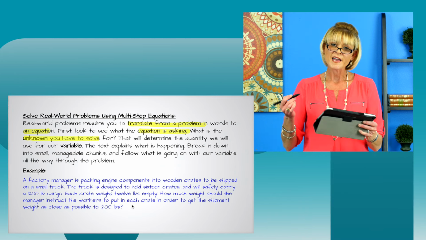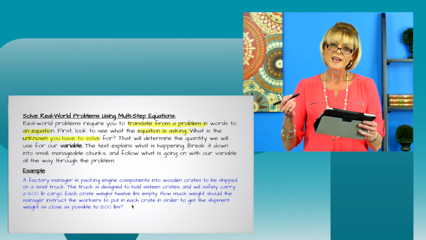Here's an example. A factory manager is packing engine components into wooden crates to be shipped on a small truck. The truck is designed to hold 16 crates and will safely carry 1,200 pounds of cargo. Each crate weighs 12 pounds empty. Remember, empty. How much weight should the manager instruct the workers to put in each crate in order to get the shipment weight as close as possible to 1,200 pounds? And I've rewritten the problem there for you if you want to pause it and refer back to it.